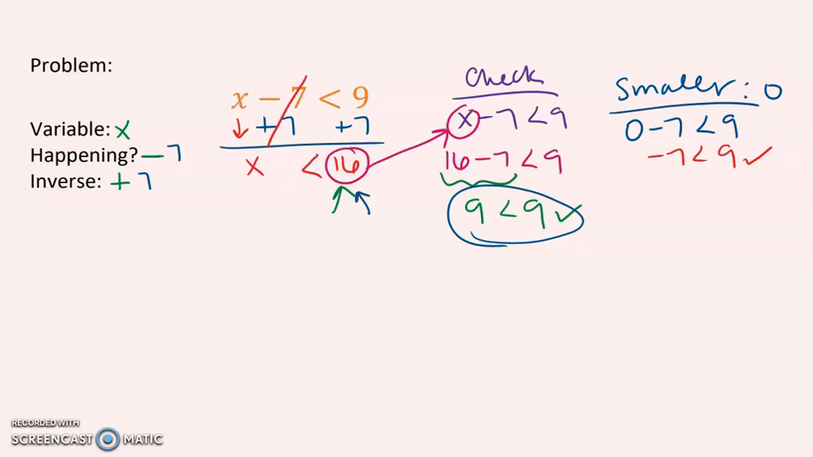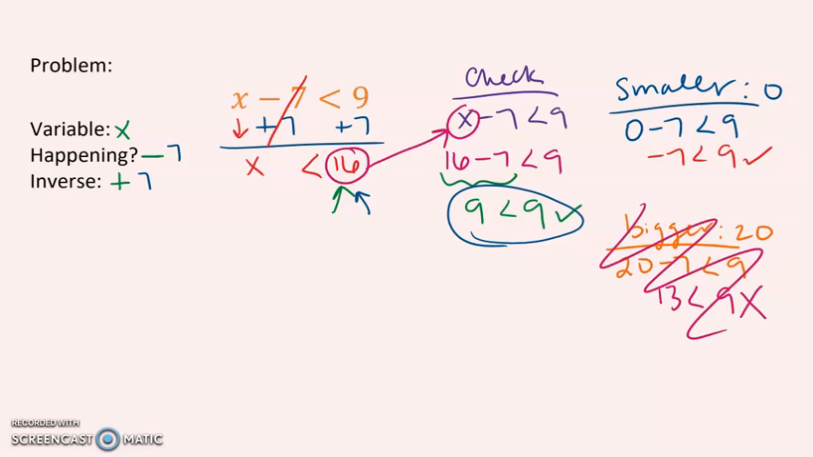But just to be sure, I'm still going to check a number bigger. Just to be safe, let's go with a nice even number of 20. So I'm going to plug 20 in for x. So I'm going to say 20 minus 7 is less than 9. 20 minus 7 is 13. I have to ask myself, is 13 less than 9? And it is not. So I know bigger is not the answer. So smaller. X has to be smaller than the 16 that we got originally.